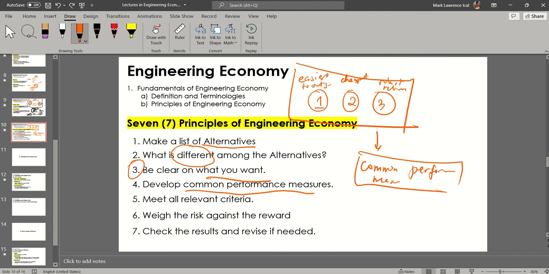So the question is, how do you quantify, how can you tell your client that this one is performing, this two is performing, and this three is performing? No? So you have performance measures. So paano mo masasabi na maganda yung 1 kaysa sa 2 at 3? Paano mo nasabi na maganda yung 2 kaysa sa 1 at saka 3? Paano mo nasabi na yung 3 maganda sa 1 at saka 2? Okay. So meet all the relevant criteria.